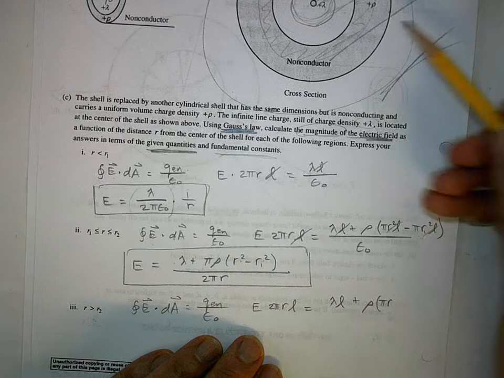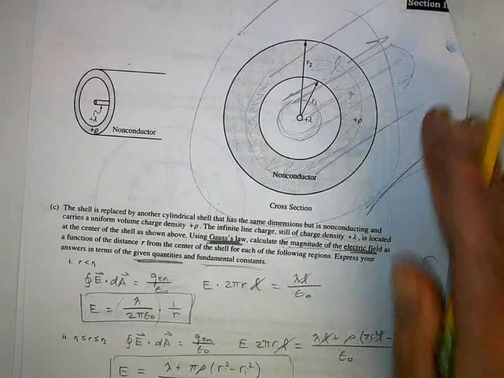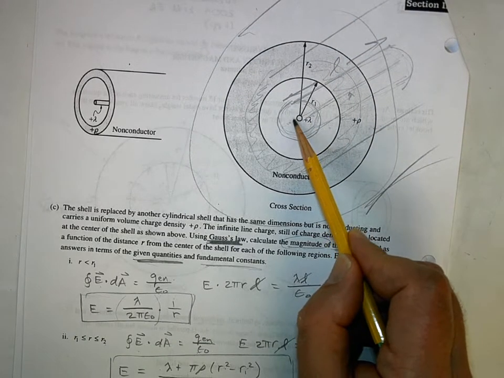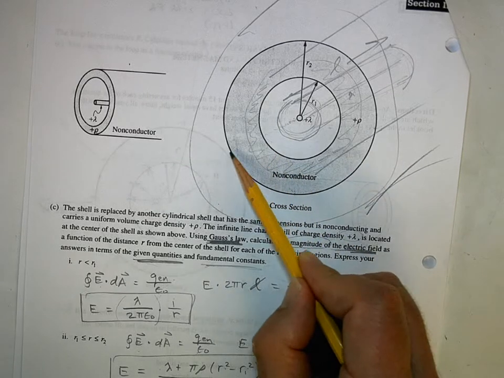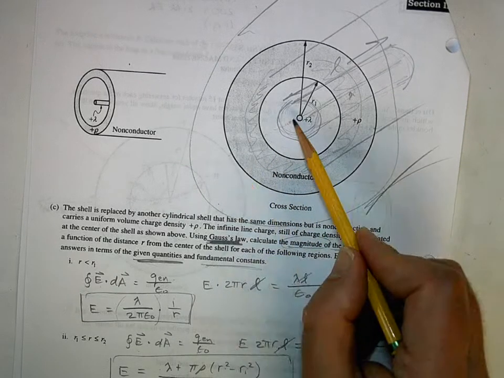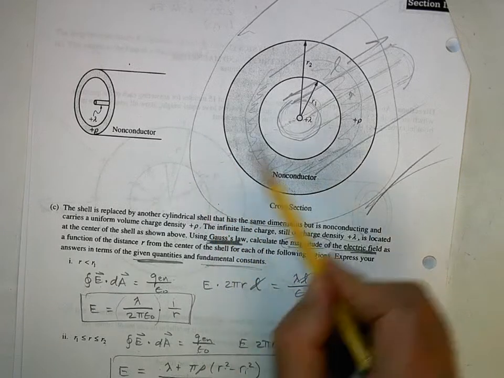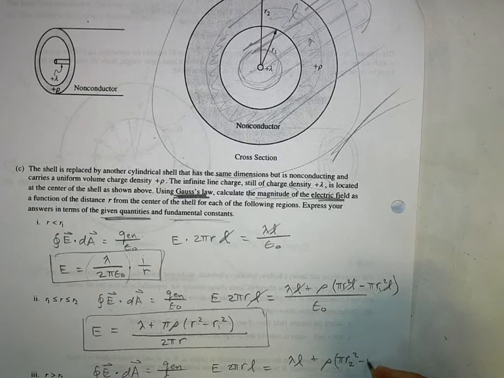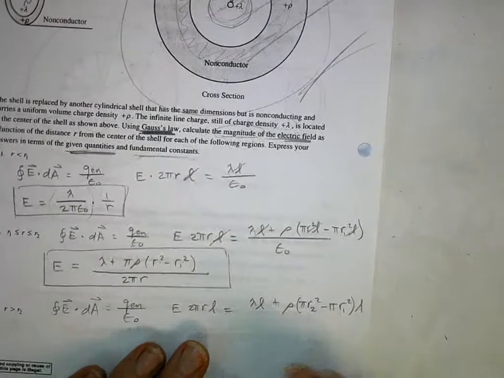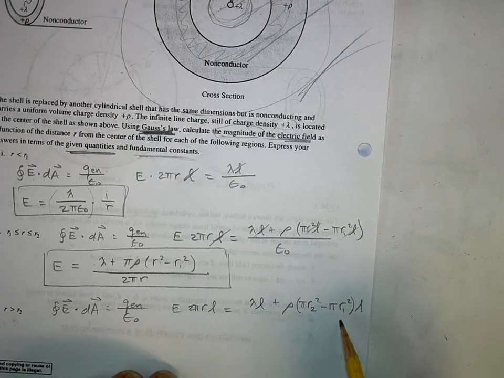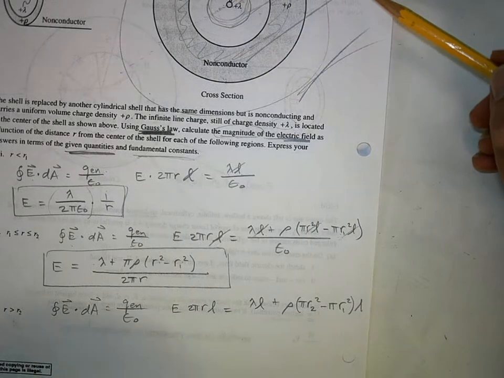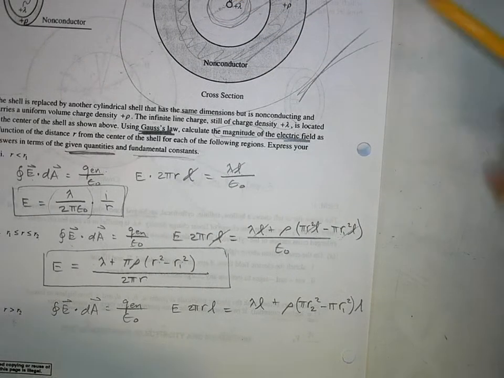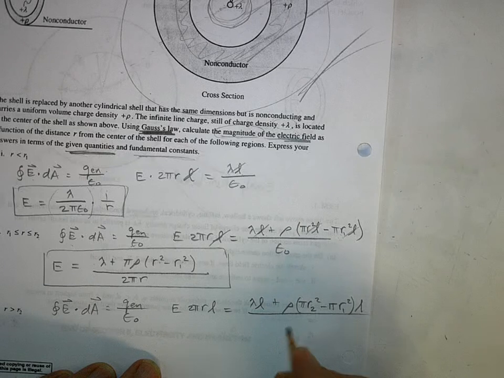Now, let's take a look at this picture. Here's R. As I go out like this, and then here's R. Now, once I get past R2, there's no more charge. So I can just stop when I get to R2. So it's pi R2 squared minus pi R1 squared times L. This is the volume of the stuff that has charge in it. And then I'm going to divide all of that by epsilon naught.